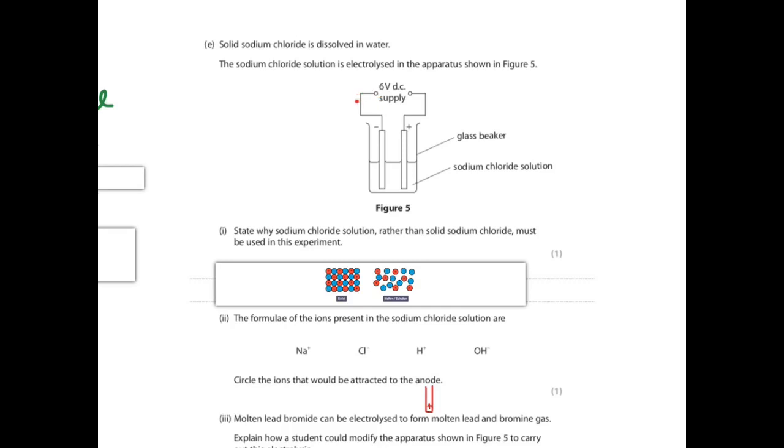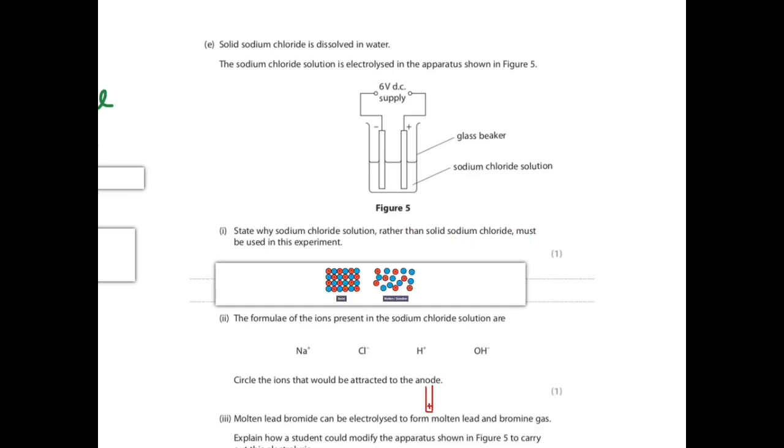We've got the negative end of the terminal attached to an electrode here, and this is the negative electrode, which we call the cathode. If you forget, just think of a catty negative attitude, cathode. And over here, the positive terminal will create an anode, a positively charged electrode. Now, it says state why sodium chloride solution rather than solid sodium chloride must be used in this experiment.